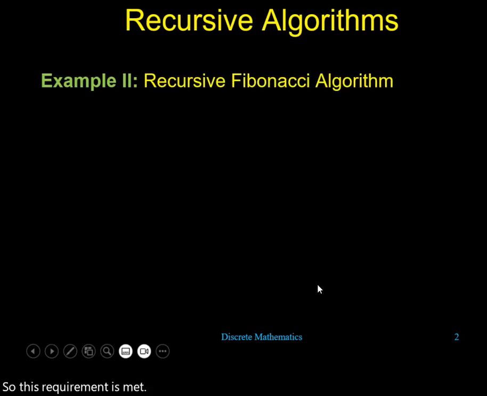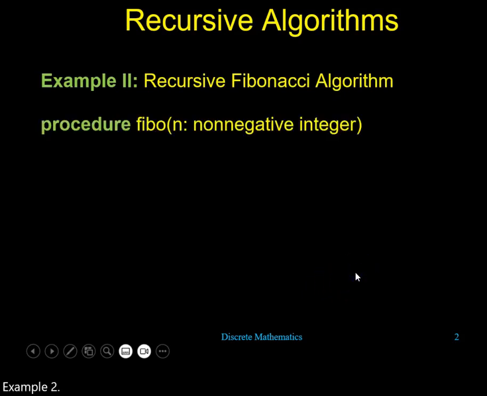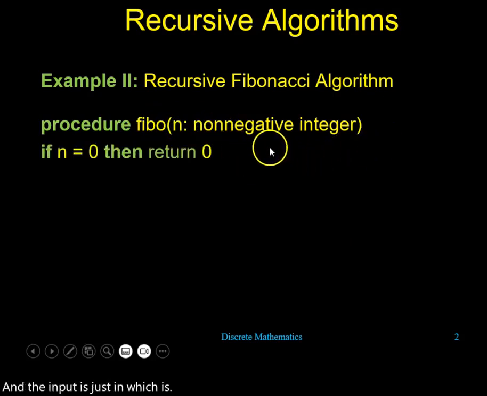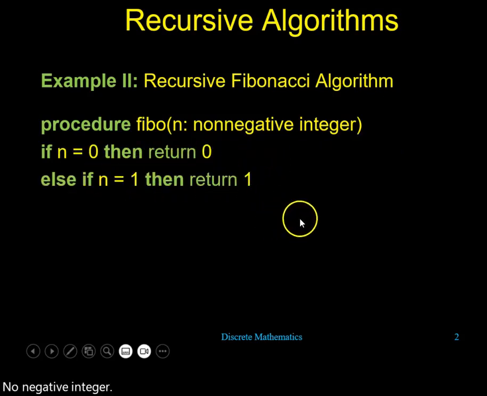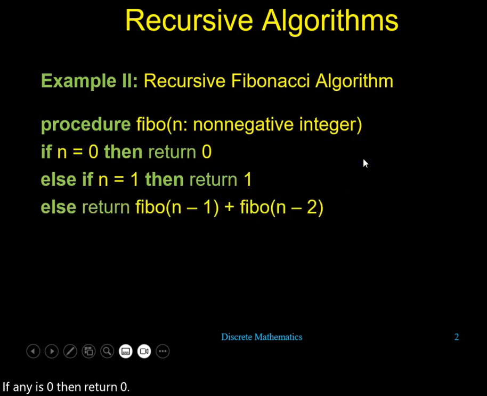Example 2, recursive Fibonacci algorithm. The procedure is called Fibo, and the input is just n, which is a non-negative integer. If n is 0, then return 0. If n is 1, return 1. Else, return Fibo of n minus 1 plus Fibo of n minus 2.